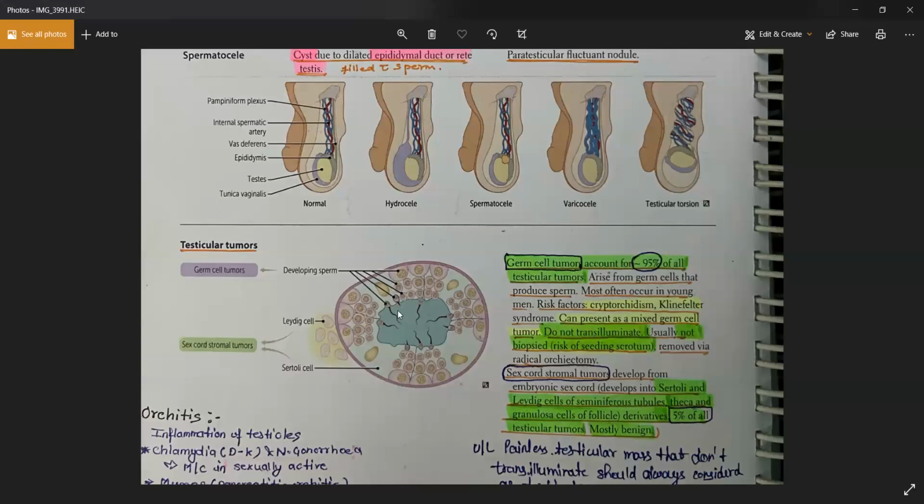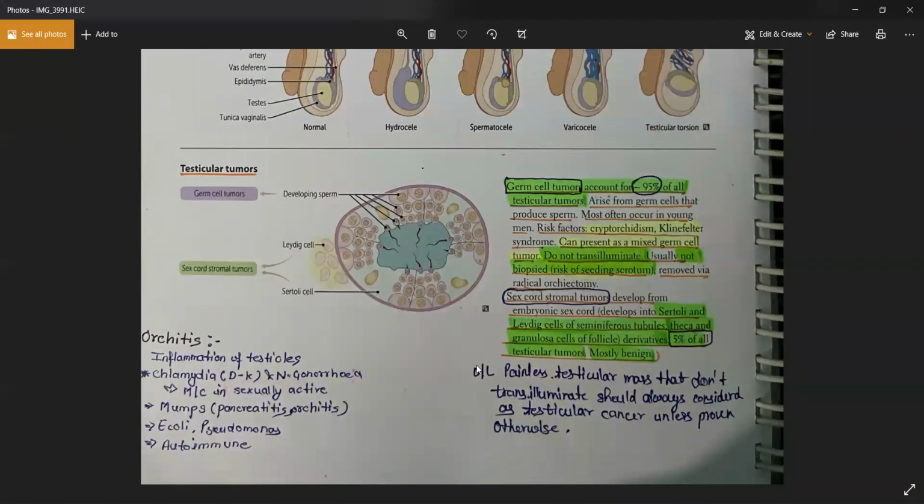So if the tumors are arising from the developing sperms, from the oogonium, remember, from the oogonium you will start the journey, right? So tumors could arise from the sperms, from the oogonium, from the oocytes. Okay, you will call it a germ cell tumor. When the tumor arises from the Sertoli cells or from the Leydig cells, you will call it a sex cord stromal tumor.